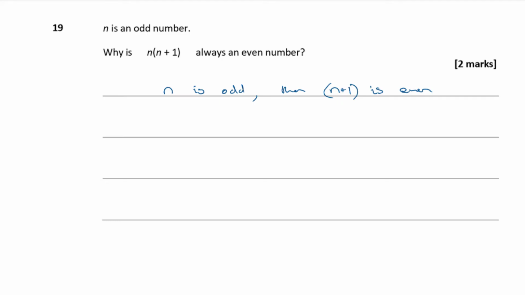Okay? So you've got n, which is odd, and n plus 1 that is even. So n times n plus 1, that is equal to an odd number multiplied by an even number. Okay? Now, any even number times anything is going to be an even number. Think about the 2 times table. 2 is even. If you multiply it by 1, you get 2. If you multiply it by 2, you get 4. You multiply it by 3, you get 6. These are all even numbers. So an odd times an even, that's always even. Okay? So that is why we always get an even answer.